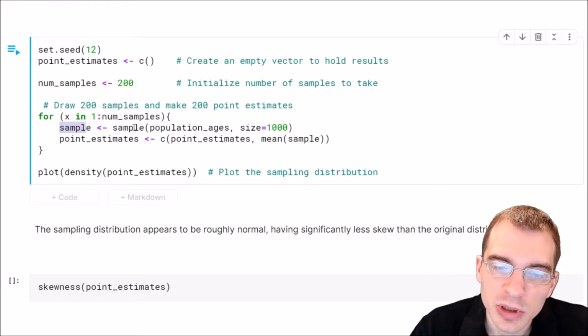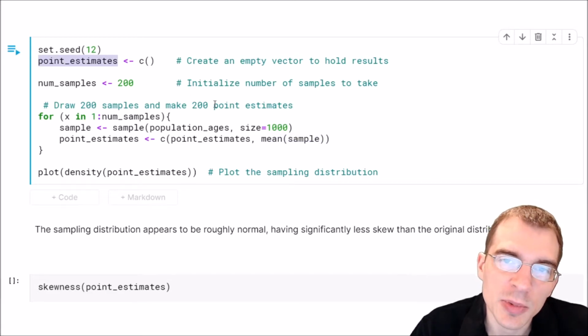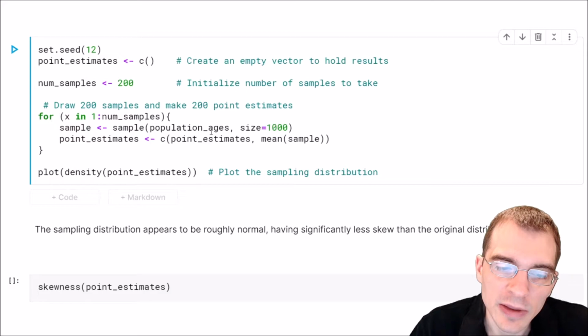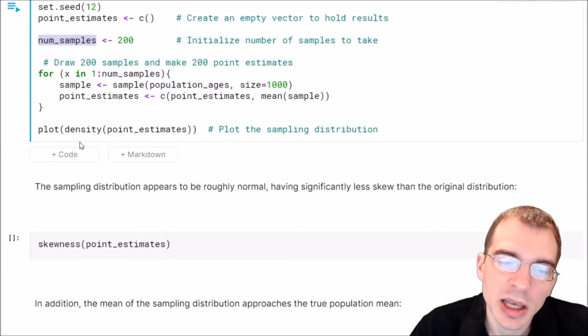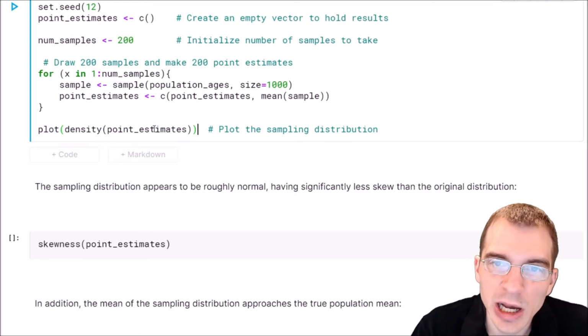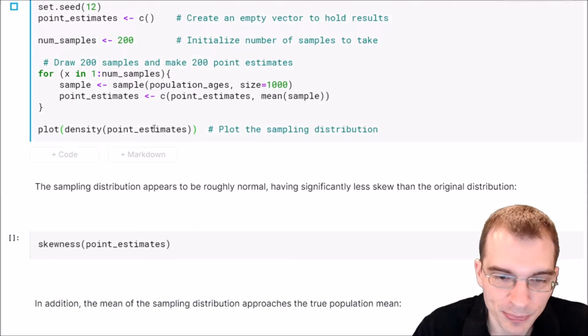We draw a sample of 1,000 from our population, and then store that in this point estimates variable. So we're basically making 200 different samples. We're making an estimate of the mean, and then we are saving it in this point estimate. So we're going to have 200 different samples with 200 estimates of the mean. And then we're going to take all of these estimates and make a density plot of it to see what the distribution of those sample means looks like. So this is going to be a plot of the sampling distribution.